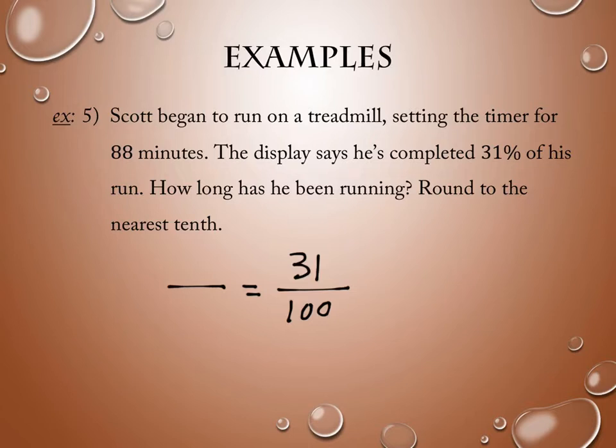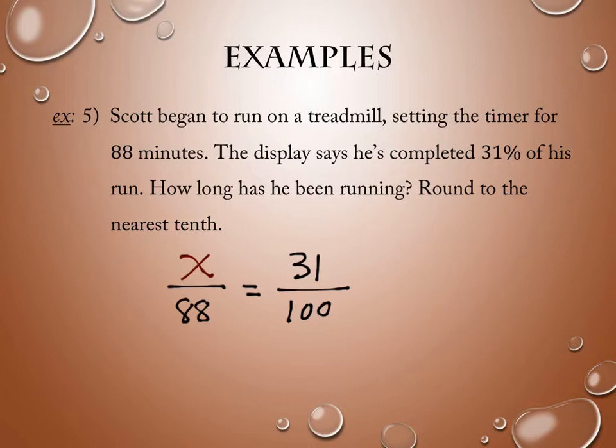There's one other number in this problem. It's the number 88. What is 88? Is it a part or a whole? It's the whole. He is going to run for 88 minutes unless he quits, but we're assuming he's going to finish it. Okay, so 88 minutes is the whole. The thing we don't know is the part. What part has he already accomplished?